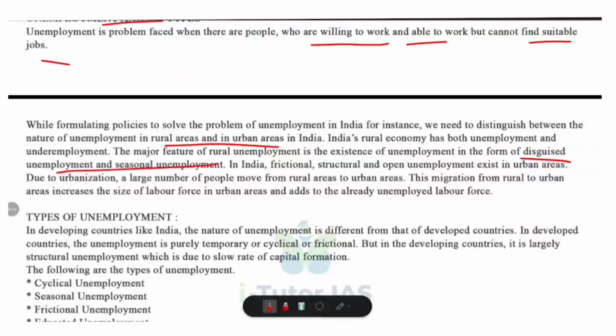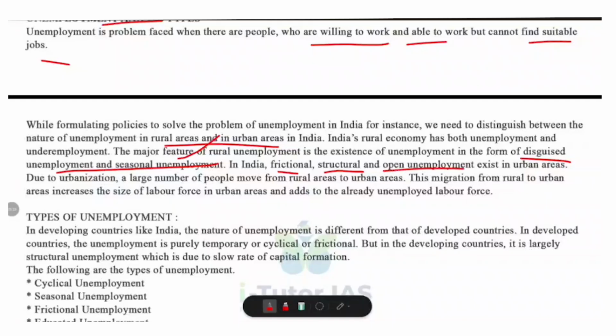Disguised unemployment is where more people are engaged in work than actually needed, for example, on farms. And what about seasonal unemployment? It's unemployment where people are jobless during off seasons in agriculture. Okay, so we can see disguised unemployment and seasonal unemployment mainly in rural areas. On the other hand, in urban areas, we find types like frictional unemployment, then structural unemployment and open unemployment.